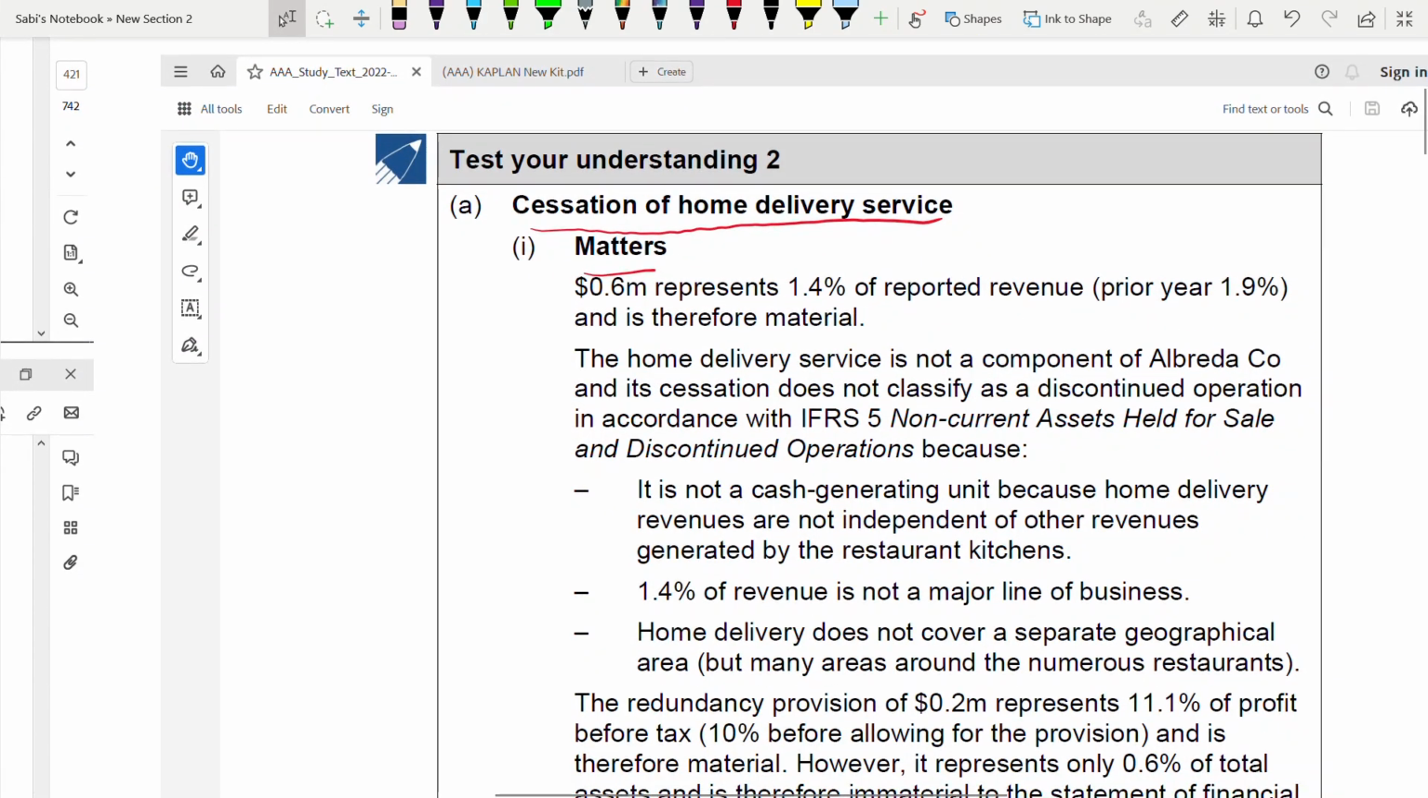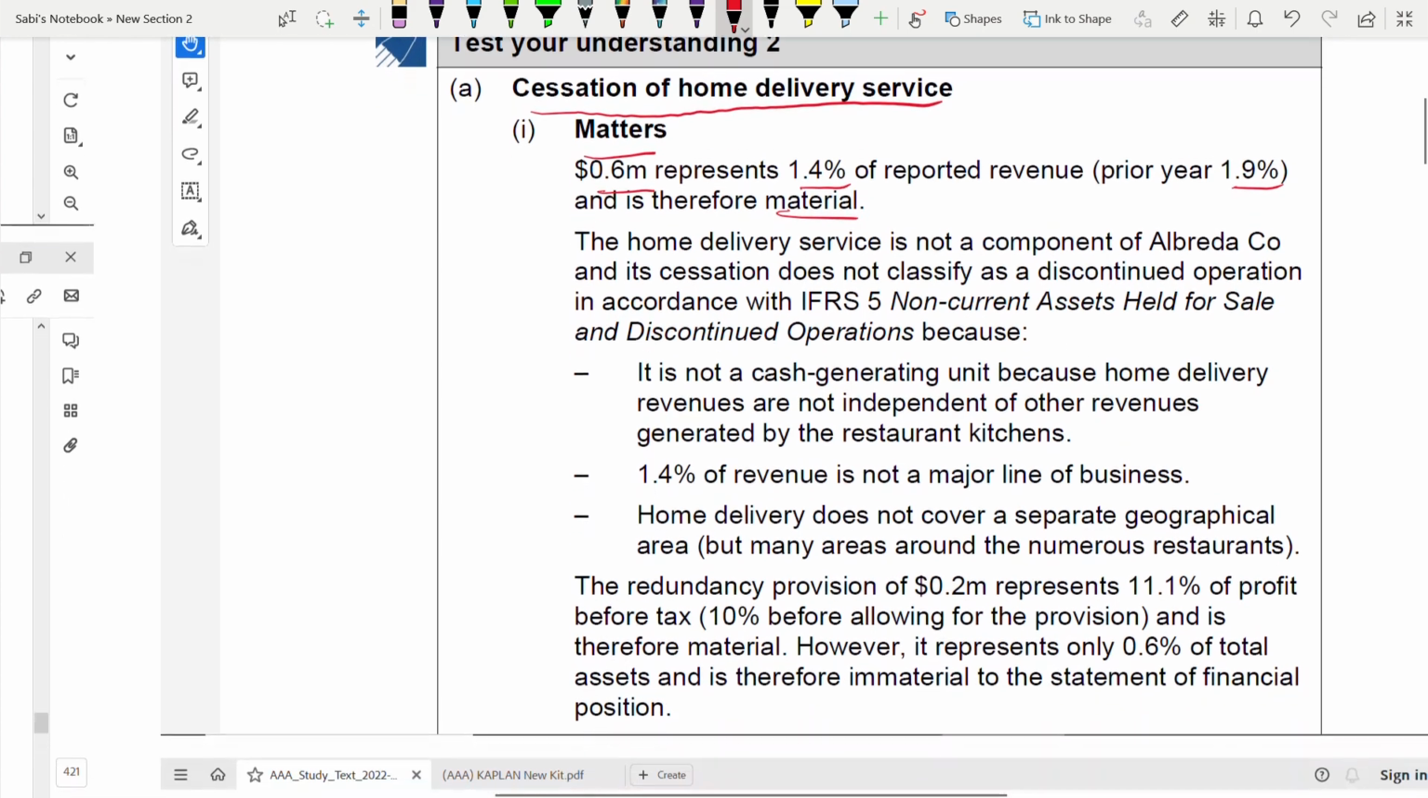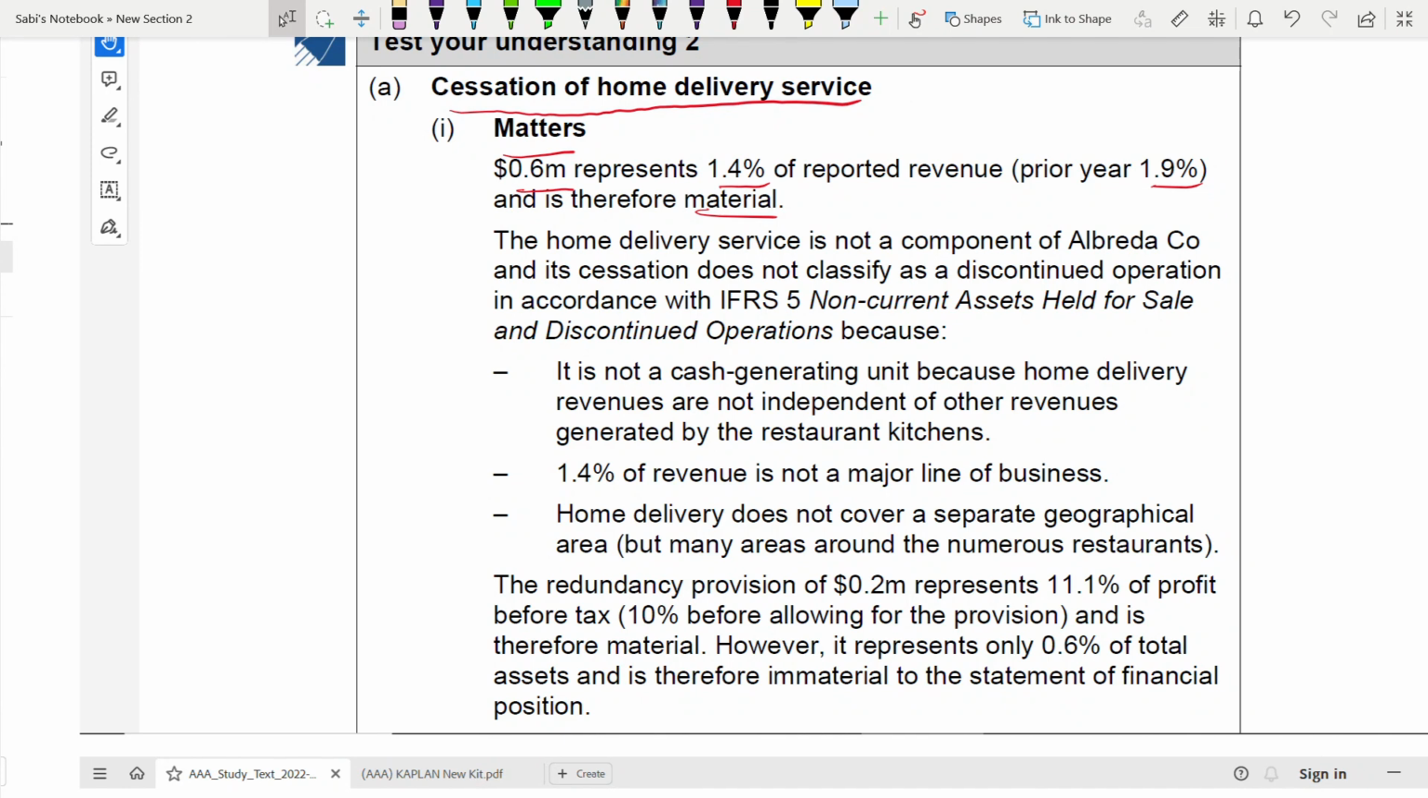So you see the sales value, which is 0.6, and you take this sales value in terms of revenue for 2005, it is 1.4% of the revenue. And check in the previous year also. Previous year it was 1.9%. So it's material both years. Make sure that you get these percentages. You have to calculate and get 1.9 and 1.4. I'm not going to do it because I've shown you previously in test your understanding 1 how to do. Test your understanding 2 you should be able to do it. Next, materiality is done. Next, what comes?